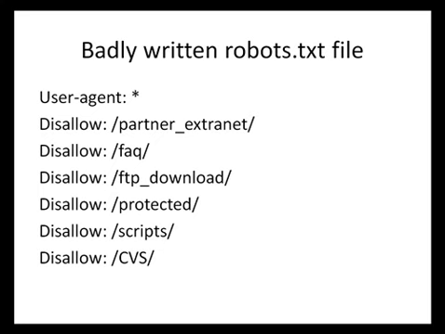Now this is a listing of a sample website in which, if you notice, very interesting things such as partner extranet, FTP download, protected, and even CVS kind of directories are available. More interesting is that these directories are not really linked to by any HTML page on the website. So Googlebot cannot mine this. So it has been very foolish that these directories have been mentioned in the disallow rule. Now, just as an example, I tried to connect to the FTP_download directory to see what's there.